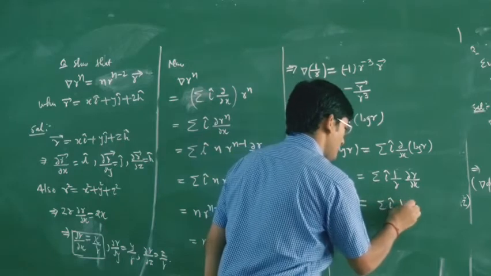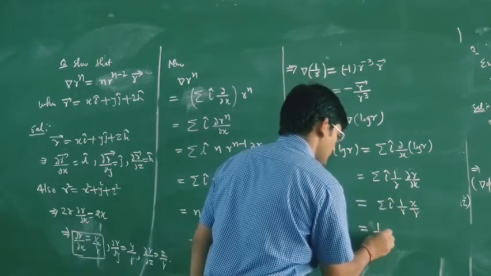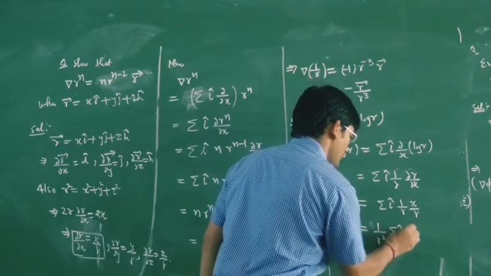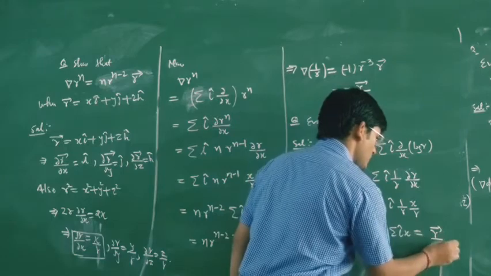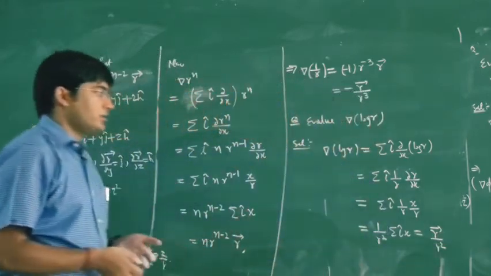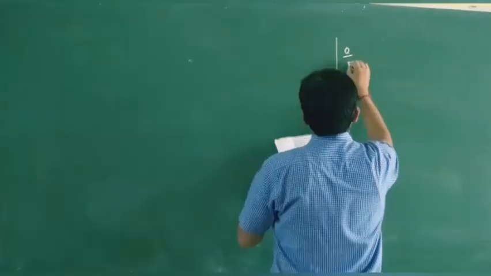So we have 1 upon r, then again we have x upon r. So this 1 upon r square will come outside. In the bracket we have summation ix, and summation ix is vector r. So your gradient log r is equal to vector r upon r square.